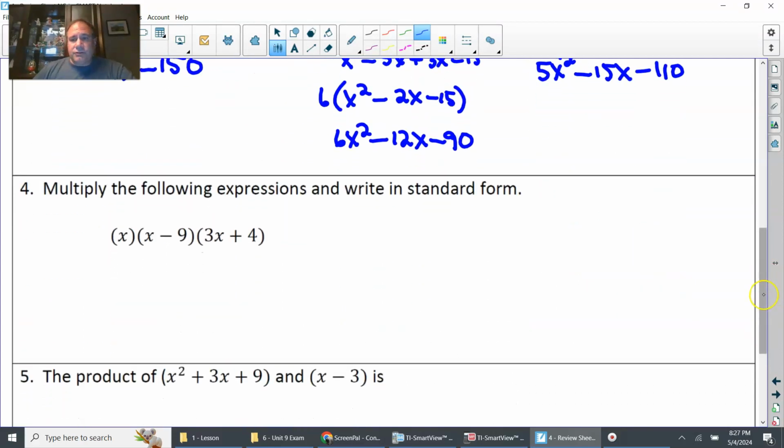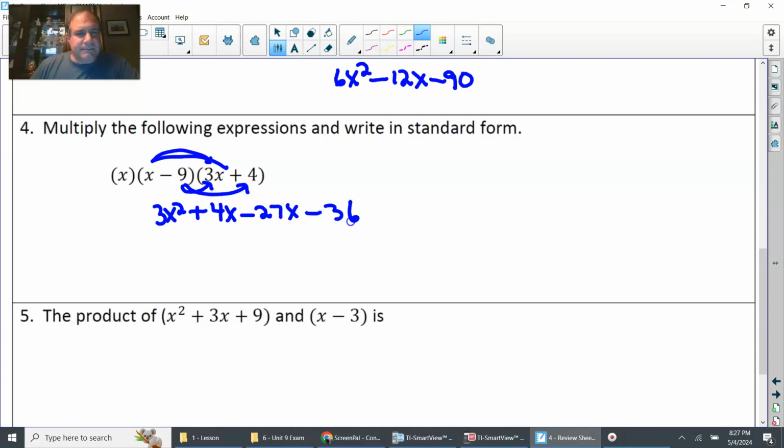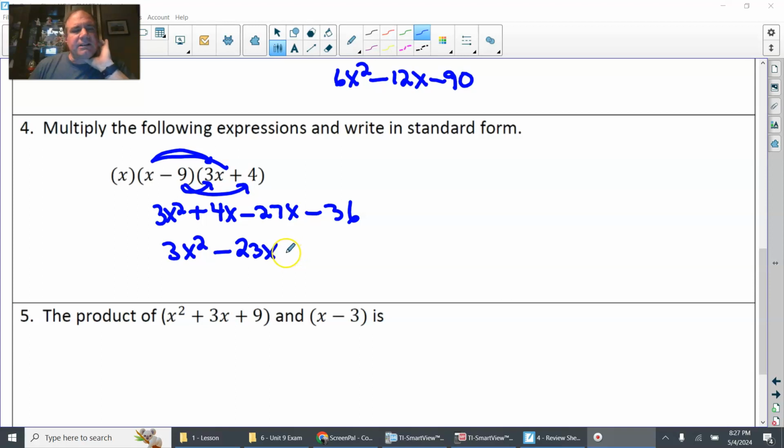All right, so I'm just going to do this again where I'm just going to multiply the binomials. X times 3x is 3x squared. X times 4 is 4x. Negative 9 times 3x is negative 27x. And this is negative 36. So I have 3x squared minus 23x and minus 36.